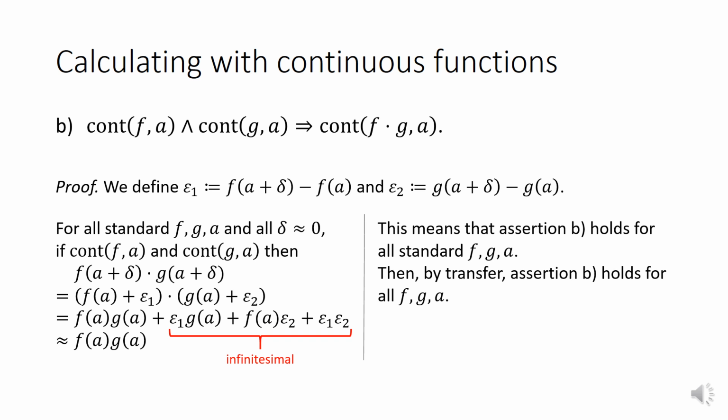This example shows that continuity and S-continuity are not necessarily the same for non-standard parameters. In this case, f of a or g of a may be unlimited, and then the terms marked in yellow are not necessarily infinitesimal. Therefore, f times g is not necessarily S-continuous at a. Statement B, however, is about continuity and is generally valid.